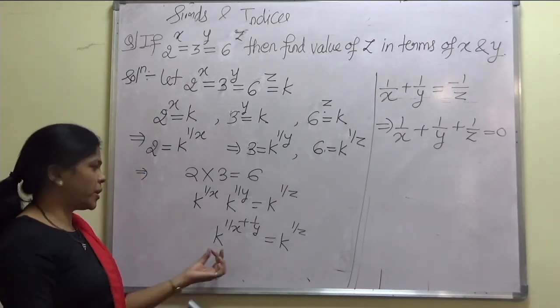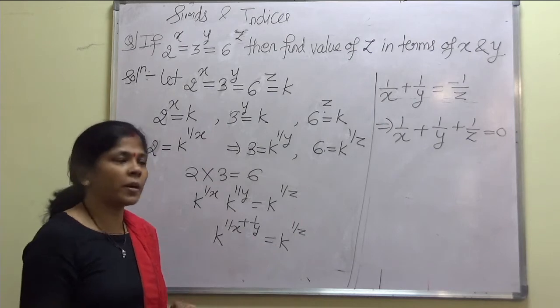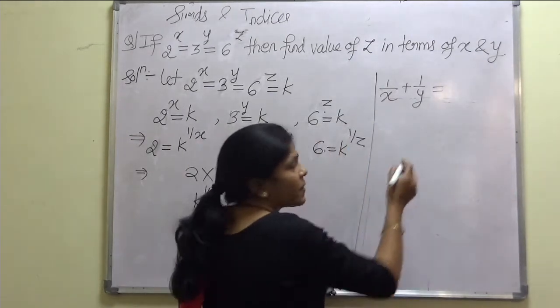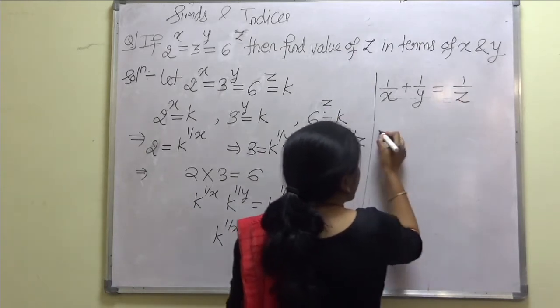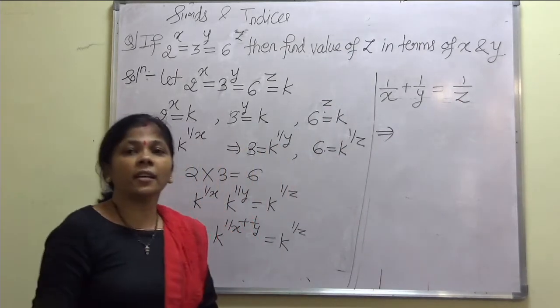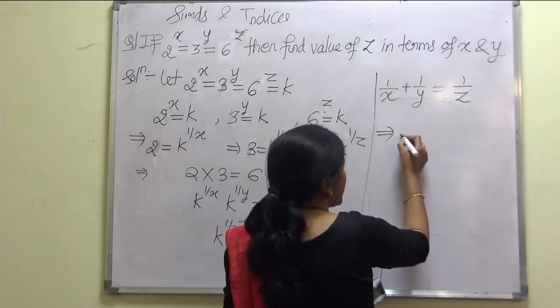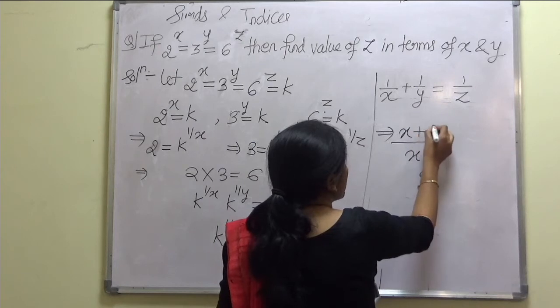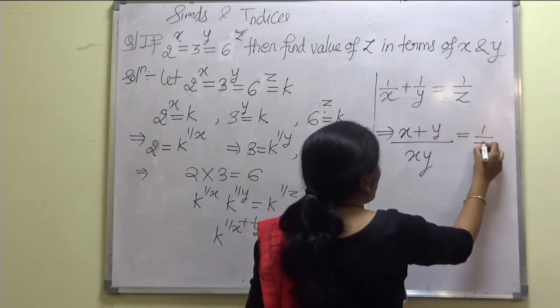Now as both the indices are the same and these two are equal numbers, we can equate them. So what we have is 1 by x plus 1 by y is equal to 1 by z. As we wish to find z in terms of x and y, let us simplify this. Take the LCM, that is x into y, and then x plus y is equal to 1 by z.